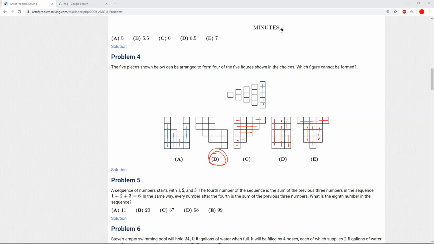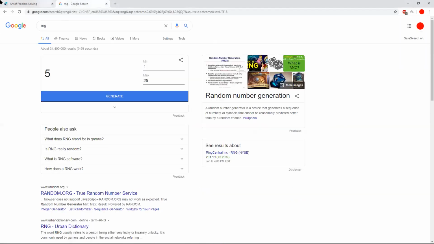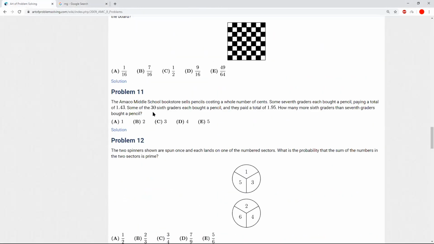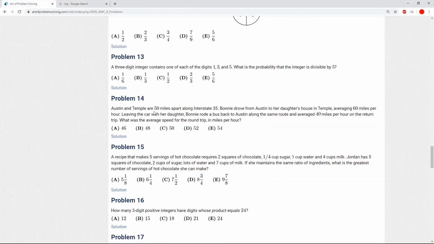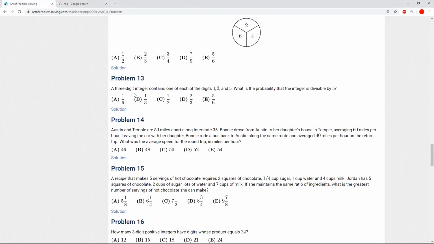Alrighty. Let's see which one is next. Number 5, really? Oh, we already did number 5. Okay, there you go, 13. A bit higher. So it says a 3-digit integer contains one of each of the digits 1, 3, and 5. What's the probability that the integer is divisible by 5?